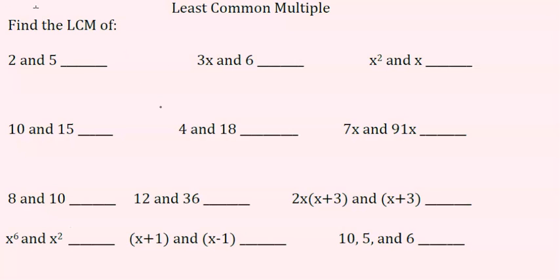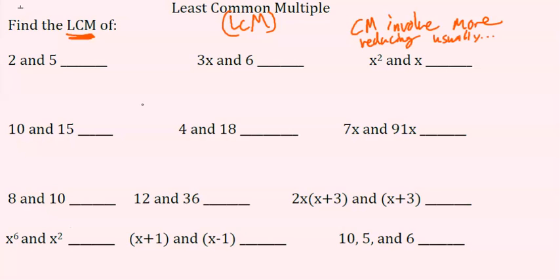Page 24, least common multiple, the LCM. You want to find the least common multiple to be able to have like denominators to be able to add or subtract fractions. I mean, you could just have a common multiple, but that involves more reducing at the end. So we would find the least common multiple of 2 and 5.